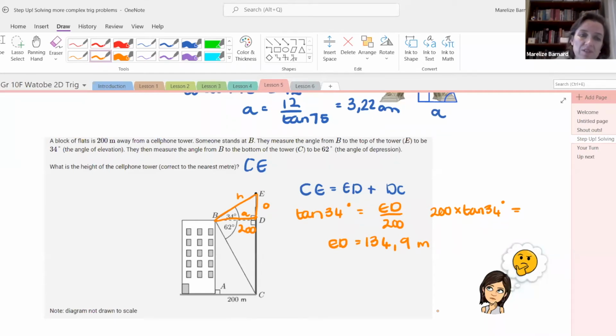So like was also said, let's break up CE into the length of ED plus the length of DC. And then ED is opposite. We're going to work it out using trigonometry. BD is also 200. The 200 comes from here where AC is. And then tan of 34 is opposite over adjacent, and that is ED over 200. And then you work it out with your calculator.